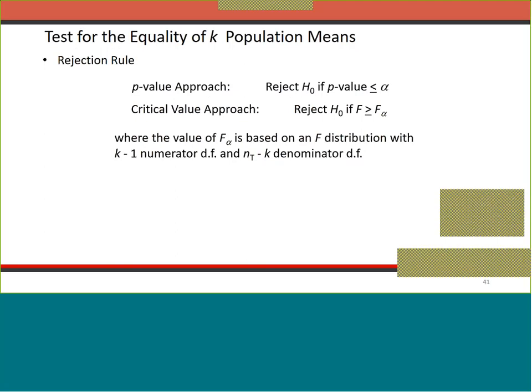Now, how do you check the table value? Alpha is given in the question, and the degrees of freedom for the numerator are k minus 1 and for the denominator are nt minus k.